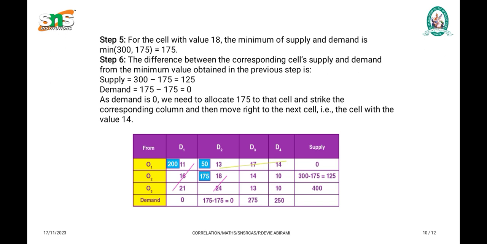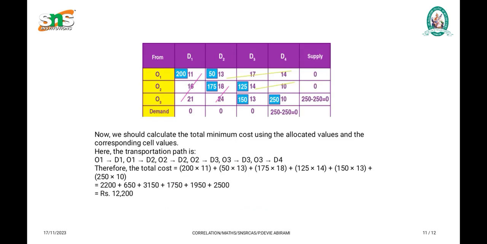18 is the northwest corner. Then you have to allocate 175 and subtract it from 300, and you will get 225. Repeat the procedure until the northwest corner gets cancelled, and finally we can see the transportation path and find the transportation cost. 200 into 11, 50 into 13, 175 into 18, 125 into 14, 150 into 13. You will get 12,200.